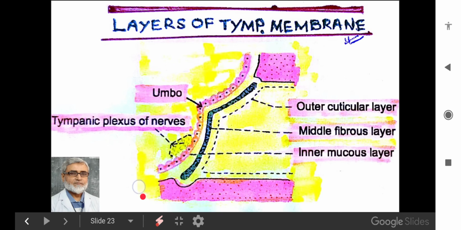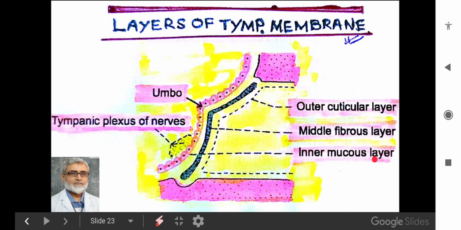the outer cuticular layer. This one is the outer part. Here starts the external auditory meatus. So the outer layer is the outer cuticular layer. In between, see here the dark green area, blackish dark green area. This is the middle fibrous layer. Outer is the cuticular layer, the middle one is the fibrous layer, and the inner one, see here the epithelium, is the mucous layer.